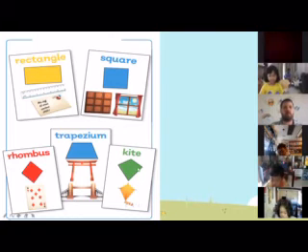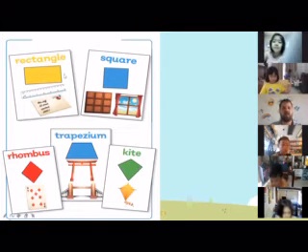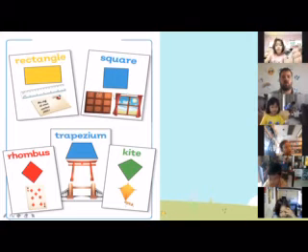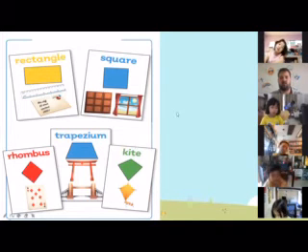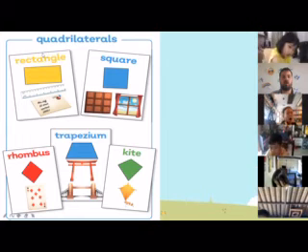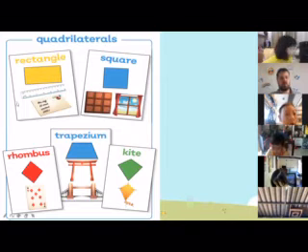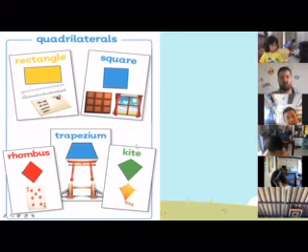Okay, let's go over them one more time. So we have rectangle, square, trapezoid, rhombus, and kite. Okay, so those are our shapes. And all of these are called quadrilaterals. Remember this big word? Quadrilaterals. So all of these shapes here are called quadrilateral shapes.